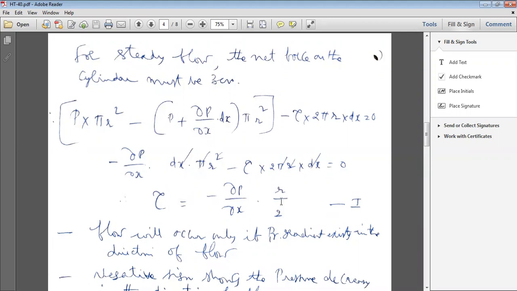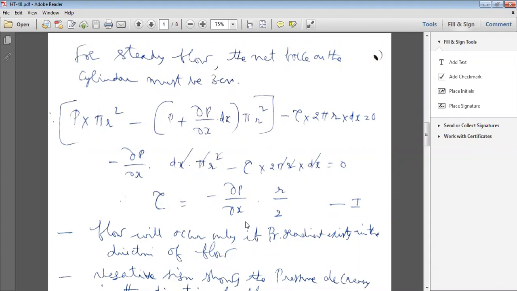When the radius of the pipe increases, shear stress increases. At the center, small r is equal to 0, so at the center of the pipe, shear stress is 0. If you go upwards, at the wall of the pipe, shear stress is maximum. Small r is equal to capital R, where capital R is the radius of the pipe. When small r is equal to capital R, shear stress is maximum.